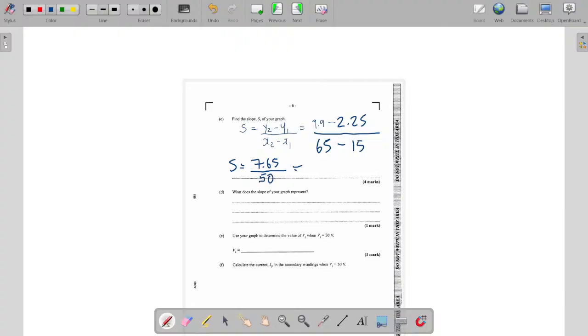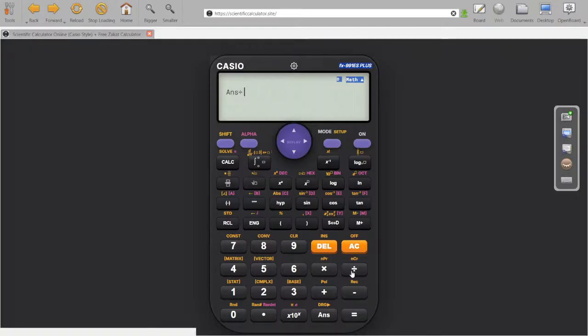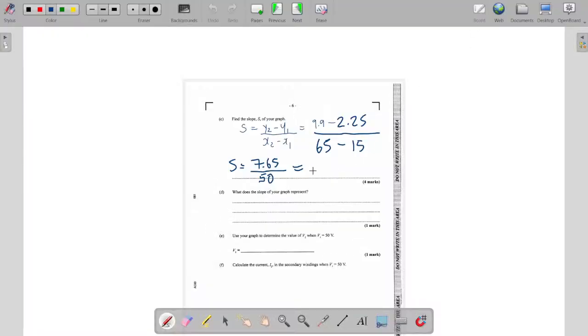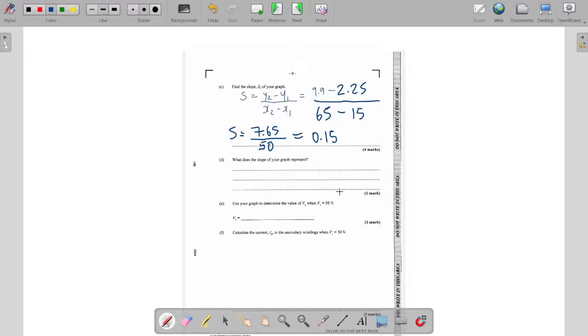Alright, so that's 50. So that means our gradient is going to be 7.65 divided by 50, which gives us a gradient of 0.153. So I'm going to round that to 2 decimal places. So the answer is 0.15. Right? And since both axes are in volts, the units cancel, and so there are no units here for our gradient. Now the next question says, what does the slope of our gradient represent?